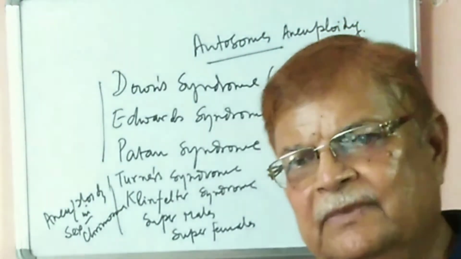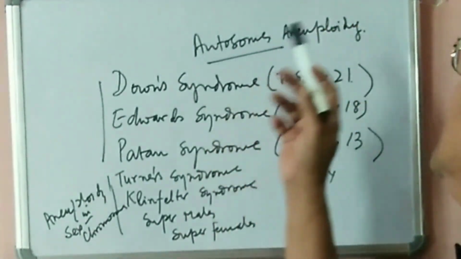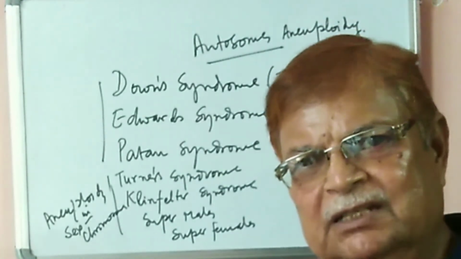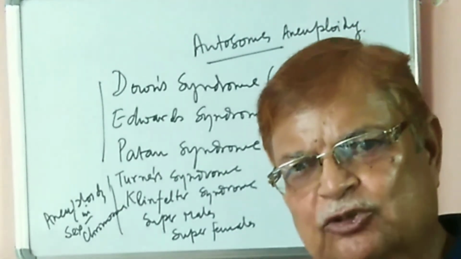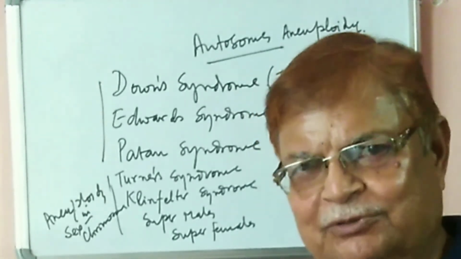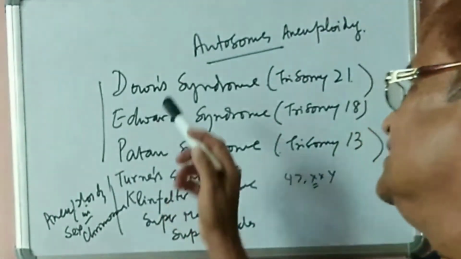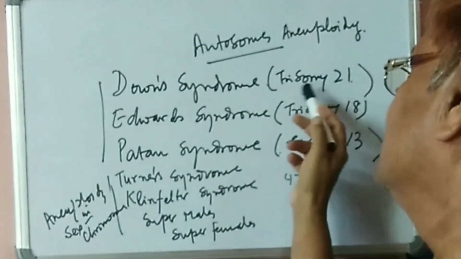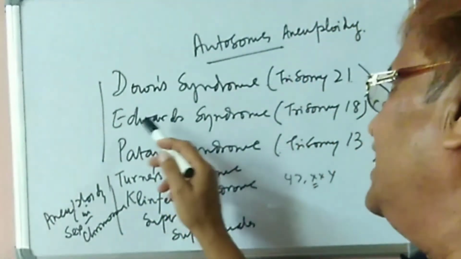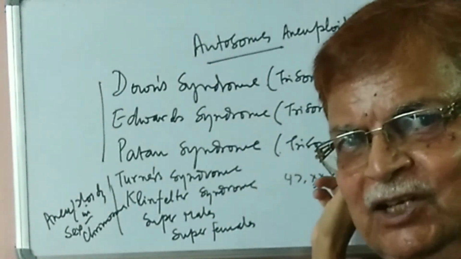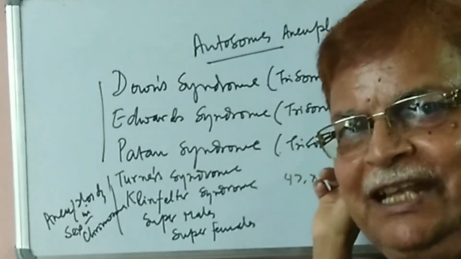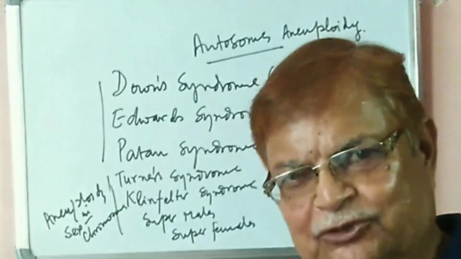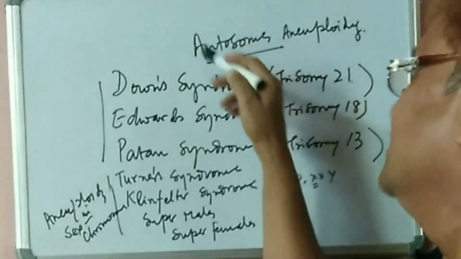Now, as you see that in aneuploidy, the numbers are being changed in the autosomes or in the sex chromosomes. And in autosomes, Down syndrome, that is trisomy 21, that is in chromosome 21, is having an extra chromosome. Edwards syndrome, trisomy 18, where one chromosome is in excess. Then Patau syndrome, that is trisomy 13, that has got one extra chromosome. And that is all confined in autosomes.